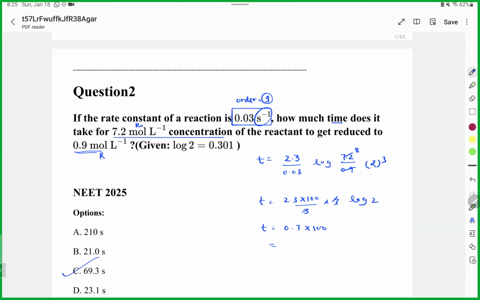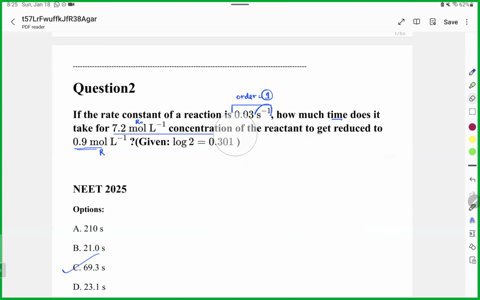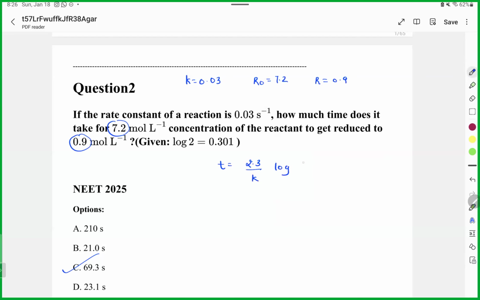Sarah, is this correct? Yes, sir. Any doubt? You didn't understand it? No, sir. Okay. So in this question, your K value is given as 0.03. Your initial value is 7.2, and your final value is reduced to 0.9. You have to calculate time. Time is equal to 2.3 divided by K, log R naught by R.